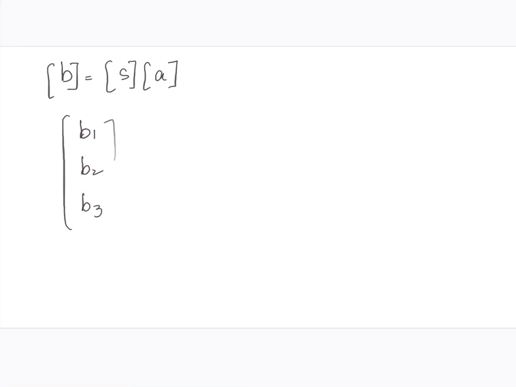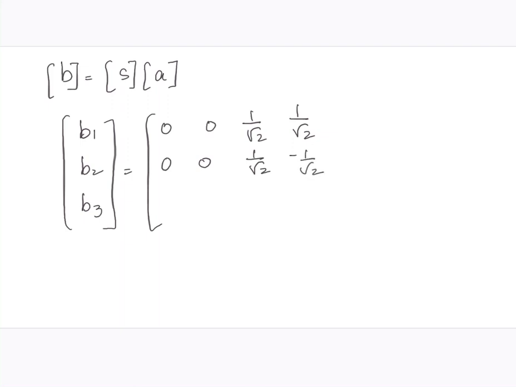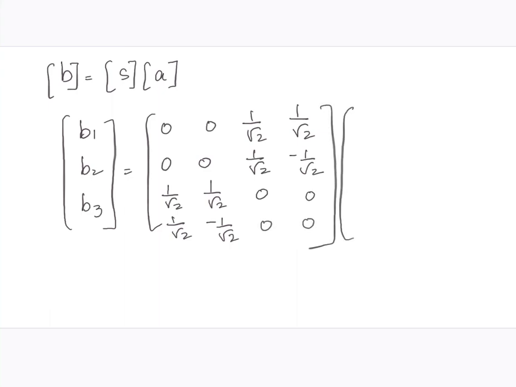Also this can be represented in general way by the general formula as B is equal to S into A, which can be written as B1, B2, B3, B4, which will be equal to 0, 0, 1 by root 2, 1 by root 2, 0, 0, 1 by root 2, minus 1 by root 2, again 1 by root 2, 1 by root 2, 0, 0, 1 by root 2, minus 1 by root 2, 0, 0, into A1, A2, A3, A4.